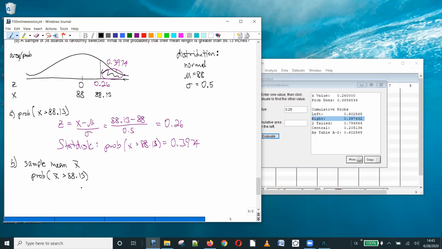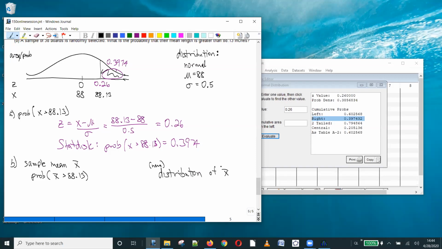Second of all, and this is very important, the distribution changes. So this is discussed at great length in the lecture video. Let me emphasize it again. When you take a sample, the distribution changes. Okay, so I'll put new distribution. So in this case, this is the distribution of x bar.